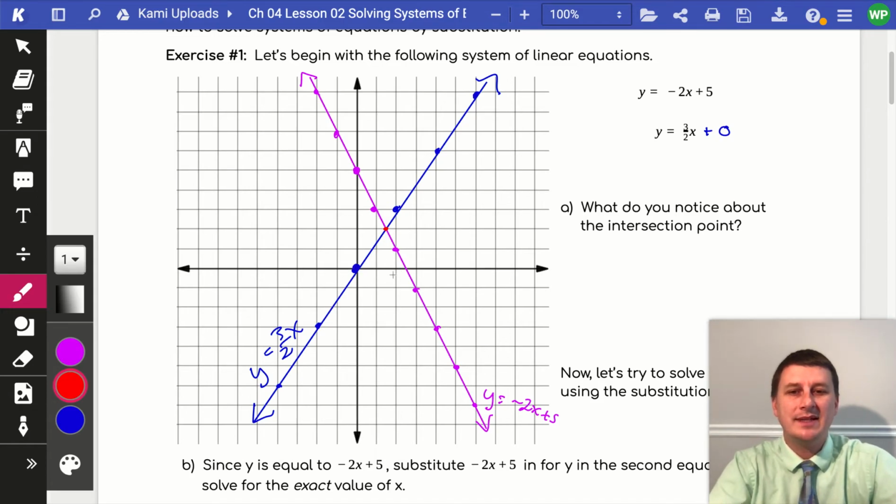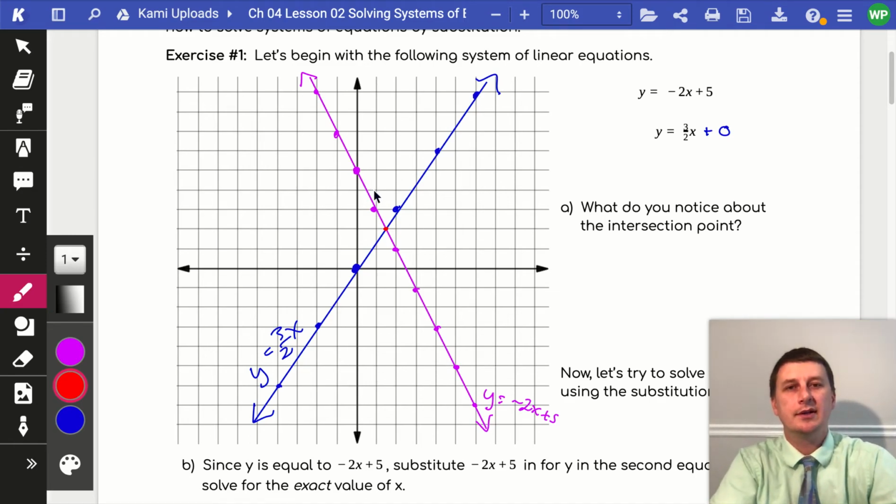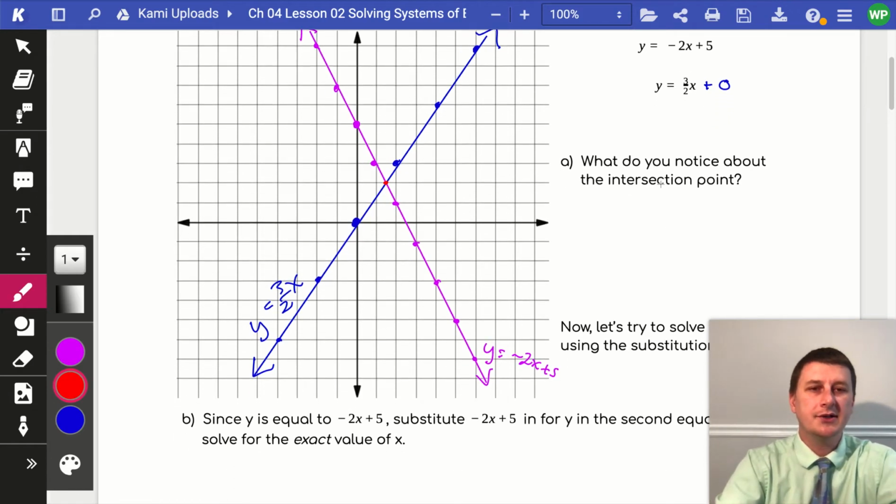Well, we don't know the exact value. We might be tempted to say that it's 1.5 because it's in between 1 and 2. But that would be guessing, because it might be 1.49, it might be 1.48, it might be 1.501. We don't know the exact value of the intersection point, so we can't guess and say what it is. We need to find an alternate method to find the value of that intersection point. So our intersection point is not an integer value. It's going to be a decimal value, and we have to find that exact value.